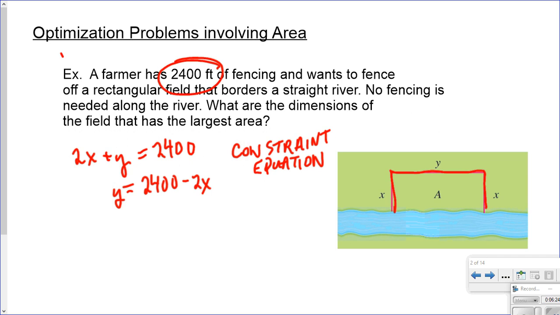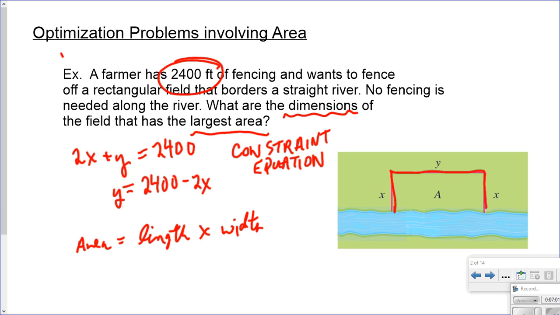And the next question is, what are the dimensions of the field that has the largest area? So I need largest area, and largest is a word for max here. So I'm going to underline largest area, and dimensions are what I'm asked to find here. So I certainly want to find a value of x and a value of y. That's what I'm trying to do in my question, that gives this largest area. Well, area, I know according to this diagram, it's a rectangle, so it's length times width.